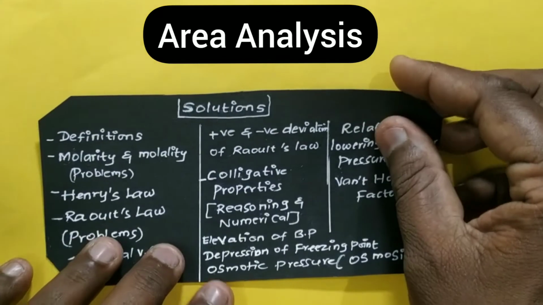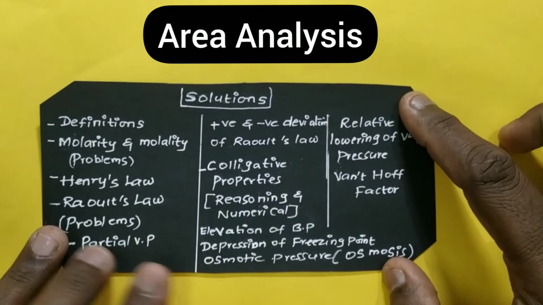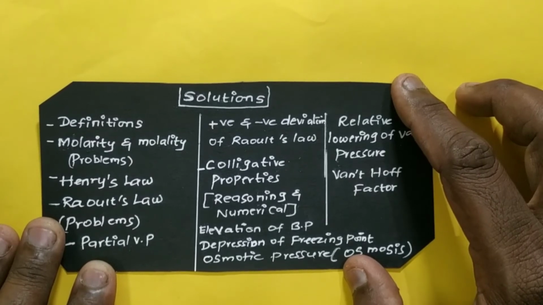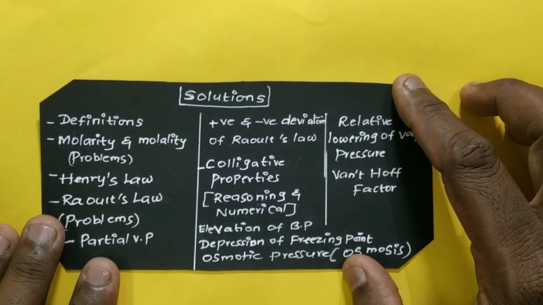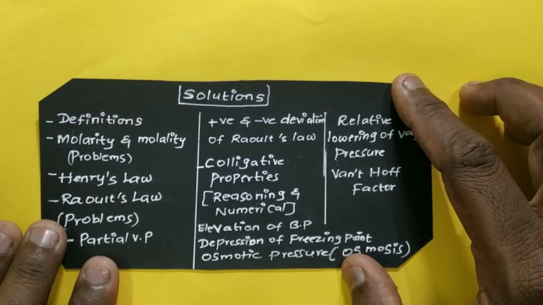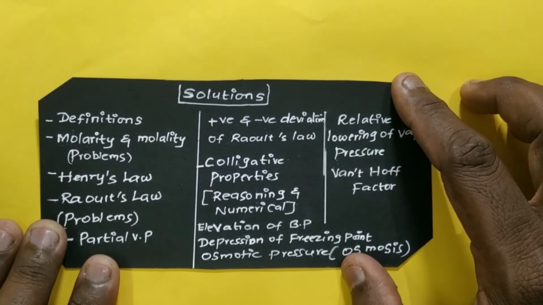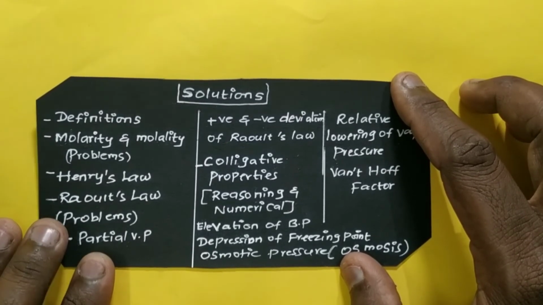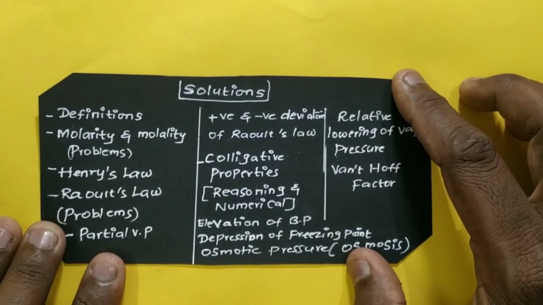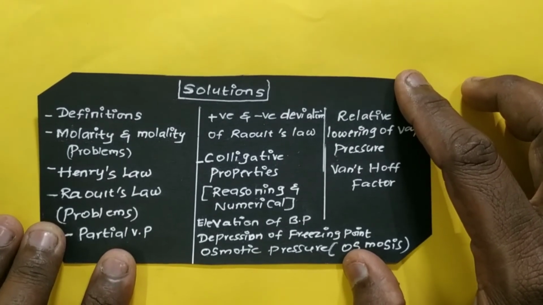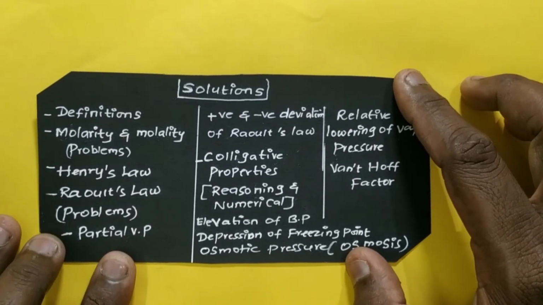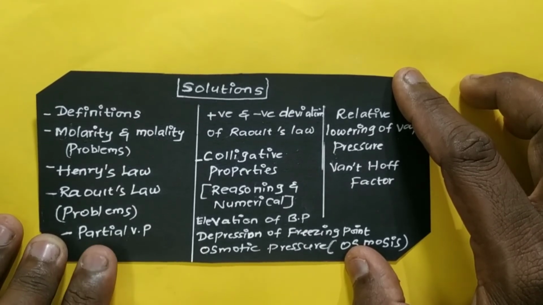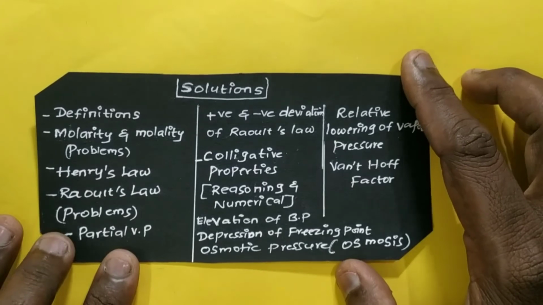Here, unit 1 consists of solutions. In this unit we have to study the definitions for solutions, what are solvent, what are solute, and concentration terms like molality and mole fraction. We should know the definitions for all those things, and we may expect questions from molarity and molality problems, based on Henry's law, then Raoult's law problems, which is a very important one, and partial vapor pressure. They are asking a lot of problems.